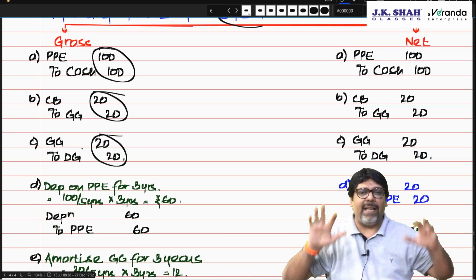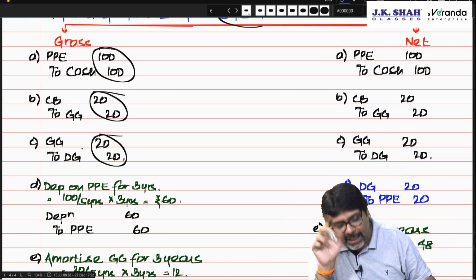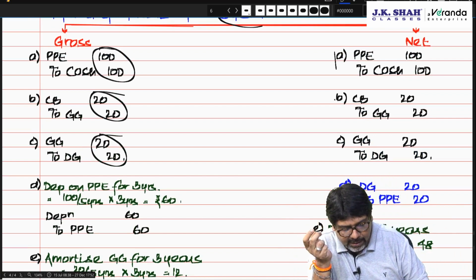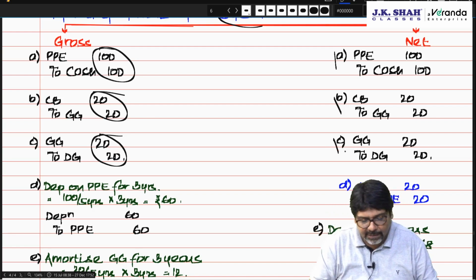That means in your balance sheet, asset and deferred grant will appear separately. But in net method, PPE to cash, cash bank to DG, GG to DG, then you pass one extra entry.